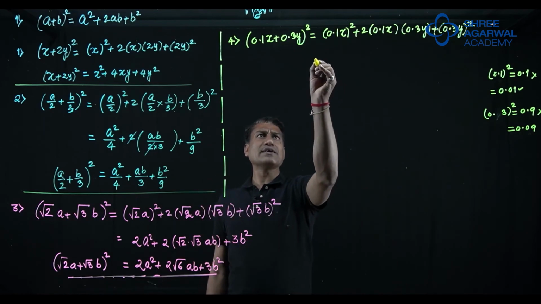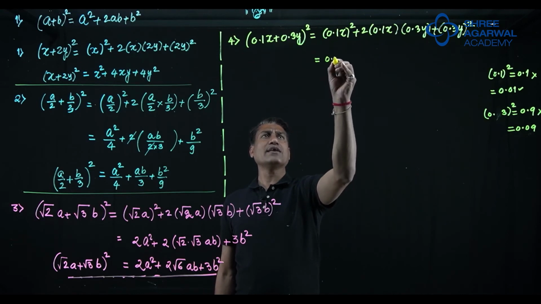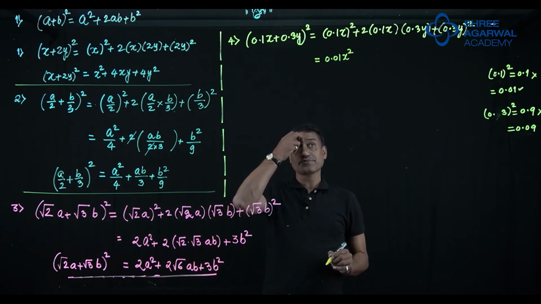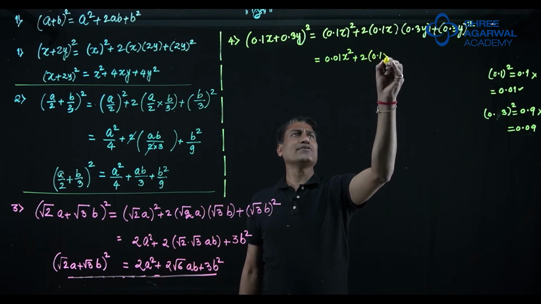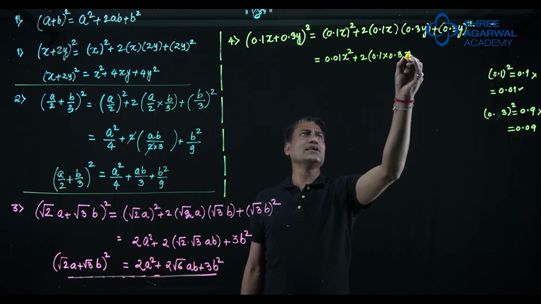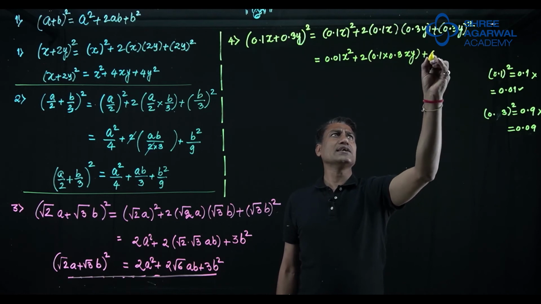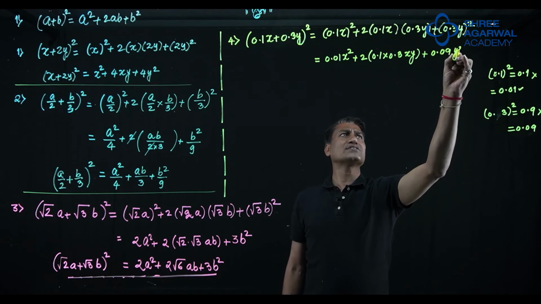So now I'm taking this and simplifying. 0.1's square is 0.01, x's square is x², plus 2 into (0.1 into 0.3) xy. I took coefficients first, and lastly 0.3's square is 0.09 y².